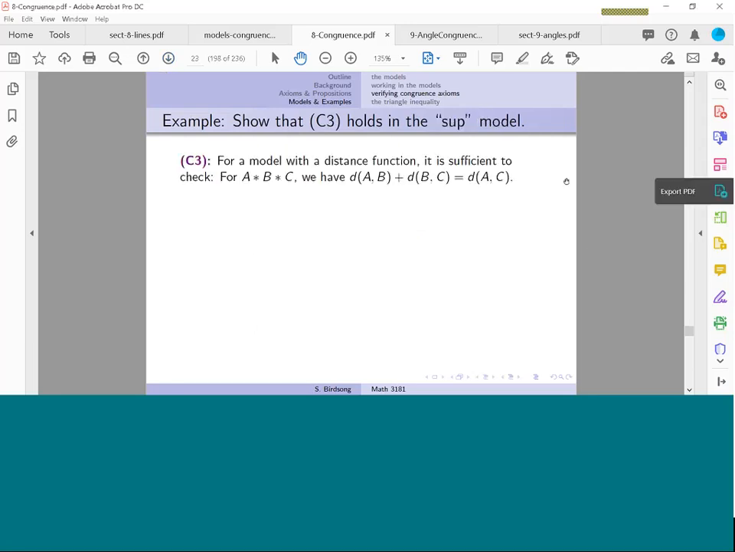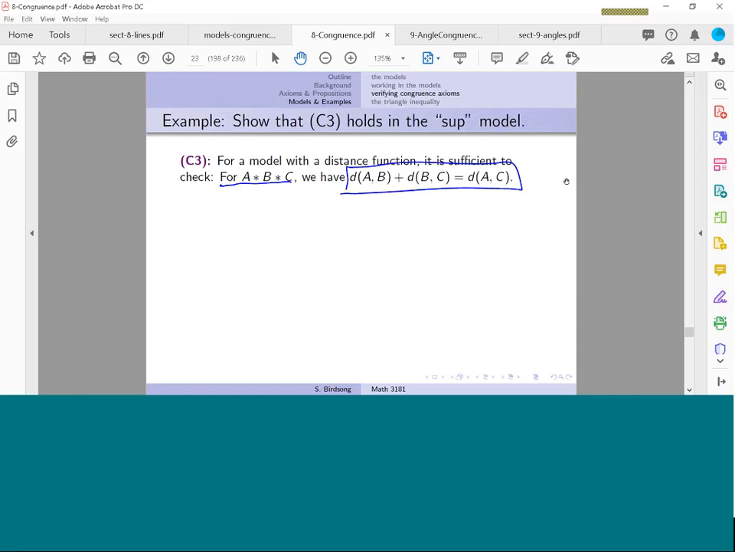The third congruence axiom is a little bit different than what we talked about when we previously stated it. It turns out the third congruence axiom can be rewritten if you have a distance function involved. So here, all you have to check to make sure that the third congruence axiom holds if you have a distance function is you pick any set of 3 points in your geometry where you have the relationship that point B is between points A and C. Then, for those 3 points, you have to check to see if that equation is true.